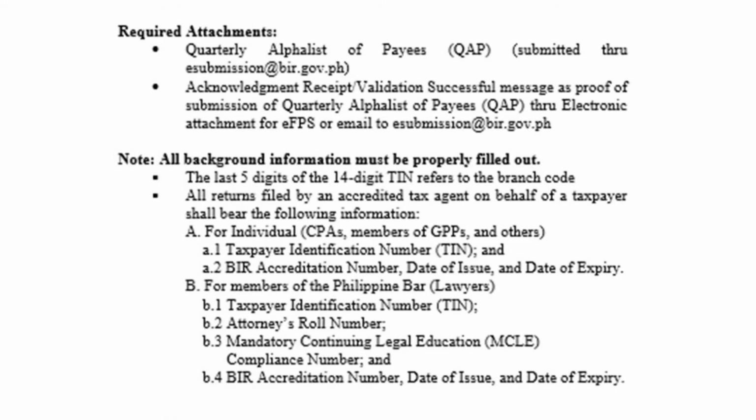So what are the required attachments? Quarterly alpha list of payees submitted through e-submission, acknowledgement receipt, validation, successful message as proof of submission of quarterly alpha list of payees through electronic attachment for eFPS or email to esubmission@bir.gov.ph. So all background information must be properly filled out.